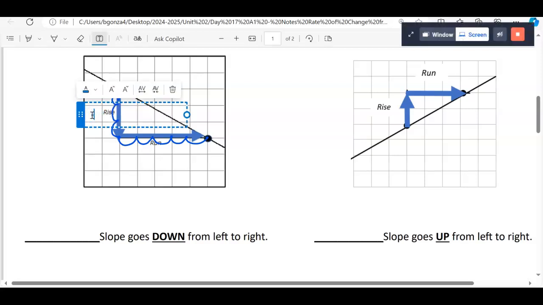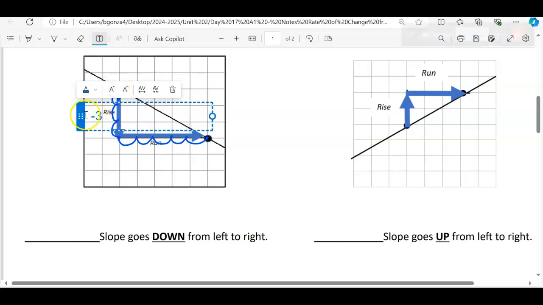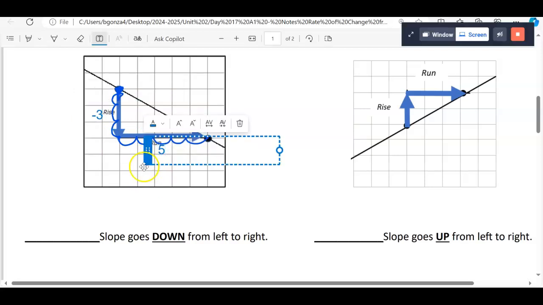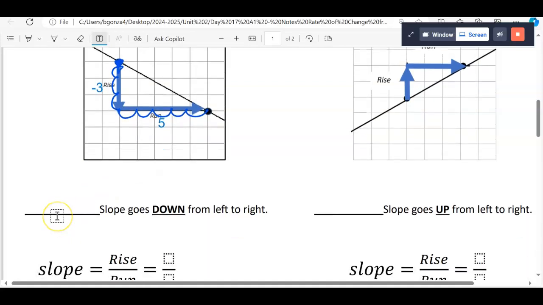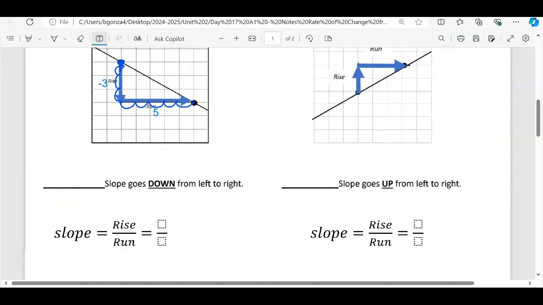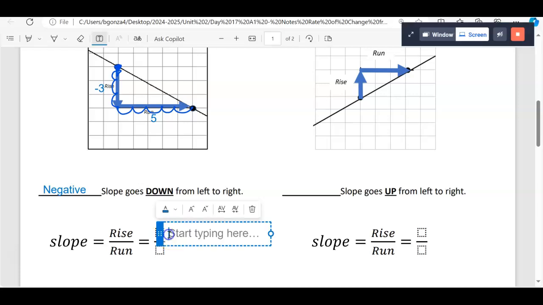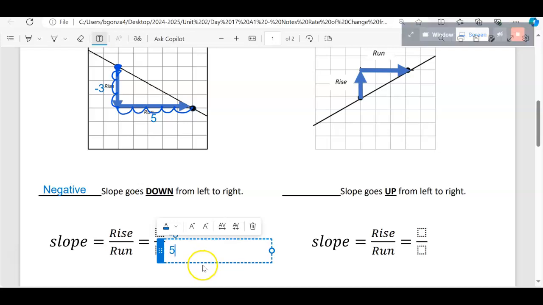So please remember, down is negative. Does everyone know that down is negative? Down is what? Negative. And then when you run, it's always positive because you're always running to the right. So we got -3 over 5. Since it goes down to the right, what kind of slope is that called? Negative slope. We got -3 over 5.